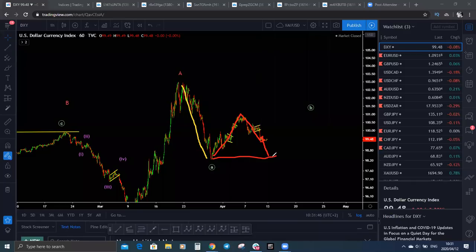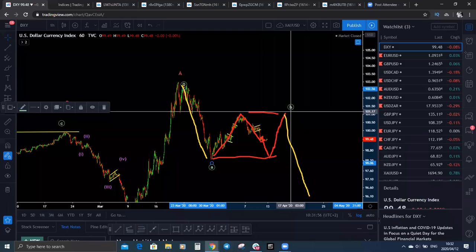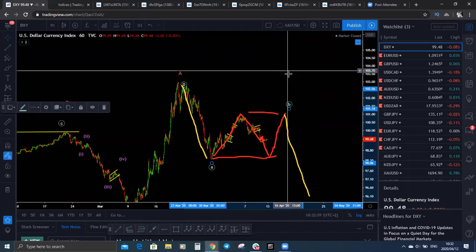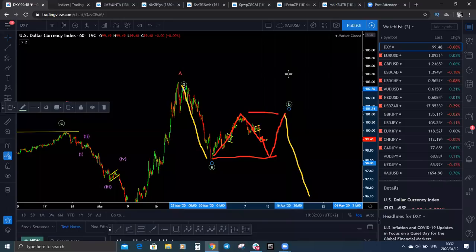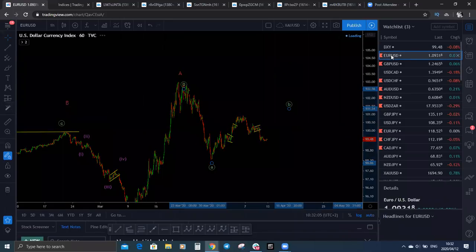So if you're expecting continuation to the downside on the DXY, that means the euro should be making a bit of a move to the upside. So we'll be looking for a structure like this on the DXY. That is your ABC structure here. Okay, right, so let's look at the euro. Looking at the euro will just be the opposite of what we're looking at on the DXY. Let's look at the euro US dollar.